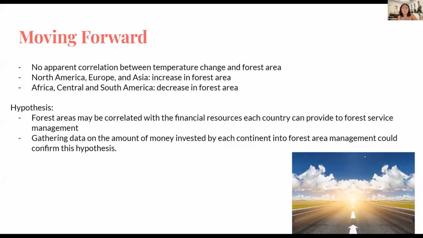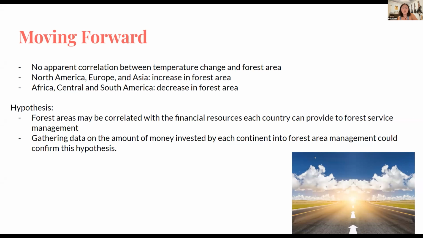However, we observed distinct trends in different continents. North America, Europe, and Asia experienced a continuous increase in forest area over the years, while Africa, Central and South America witnessed a continuous decrease. As a result, we formulated an alternative hypothesis based on the economic status of these regions. Notably, North America, Europe, and Asia are economically more prosperous compared to Africa and Central and South America.